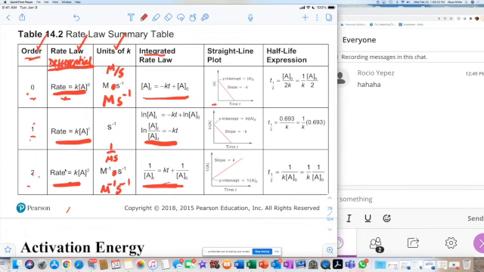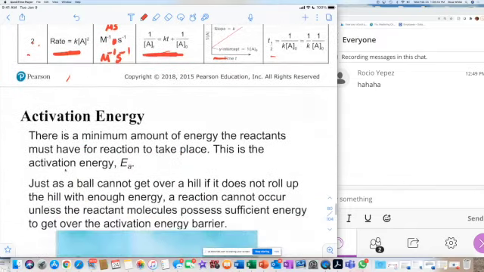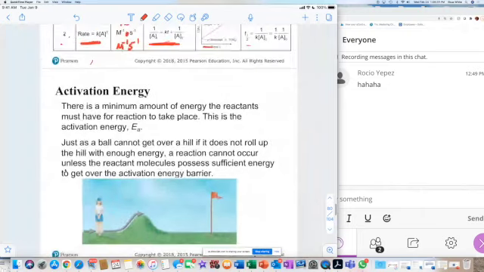That's pretty much it. You have your graphs right here. You have your half-life expressions and then your value of K here. Okay? To summarize everything. Okay. We're not doing that bad as far as time is concerned.